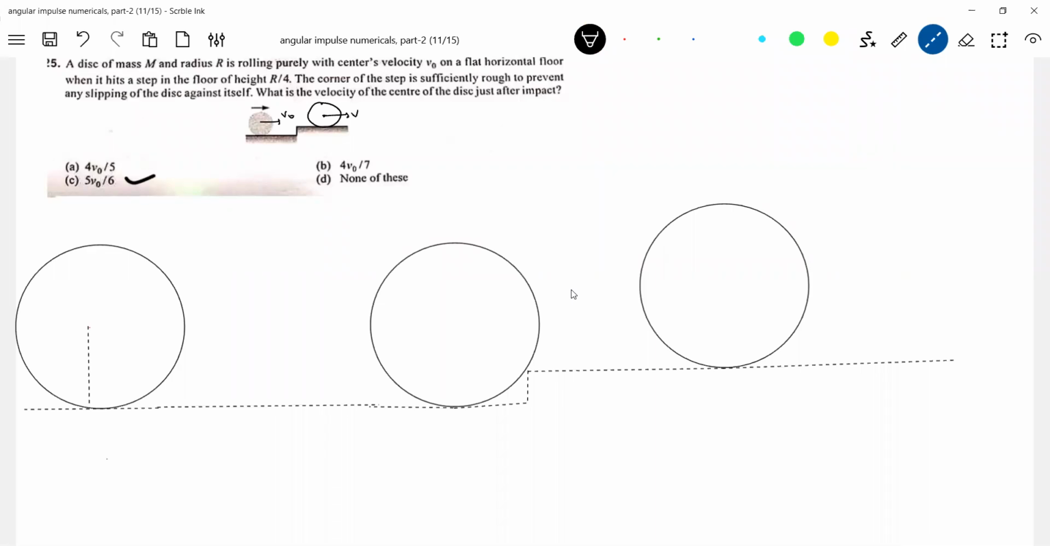This is R. This height of the step is R, no? So here is the center. I think the center of mass position will be the same there only. This is a point P1, I'll write it. This is P.